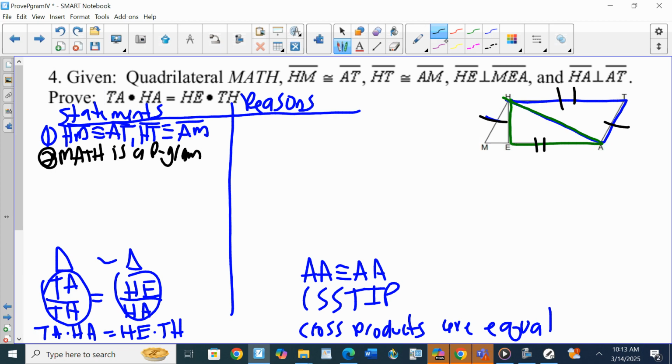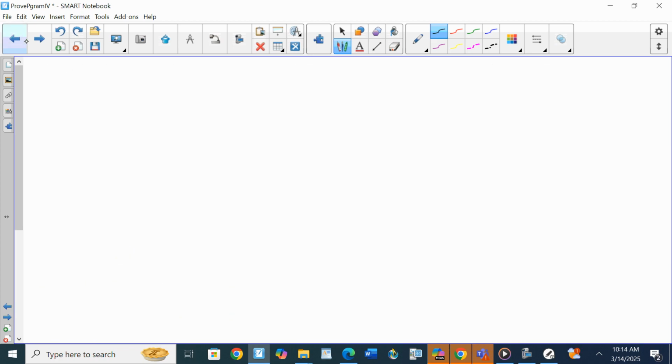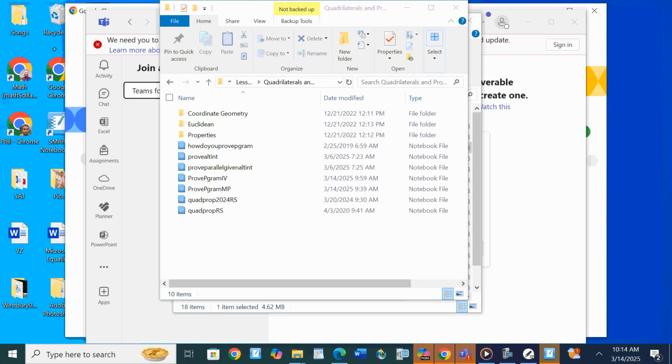I forgot to write my reason for the first thing, given. Because a parallelogram has, well, what did I mark? I marked two pairs of opposite sides congruent. Now that I have the parallelogram, step two. Uh-oh, did I freeze?